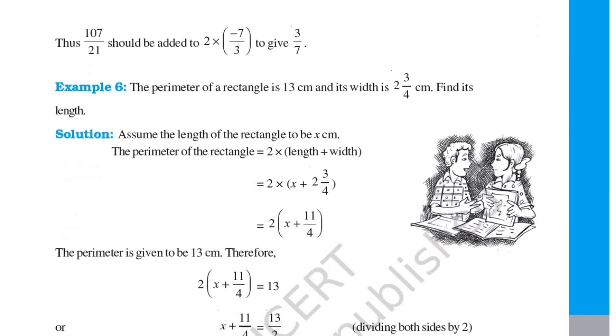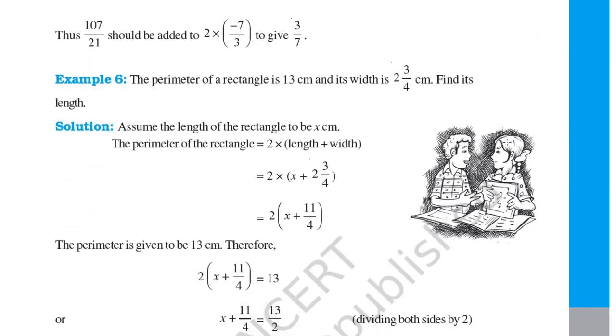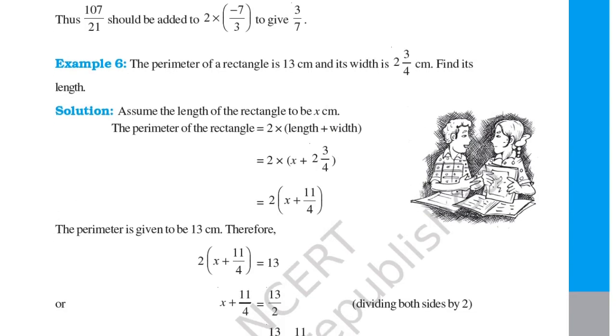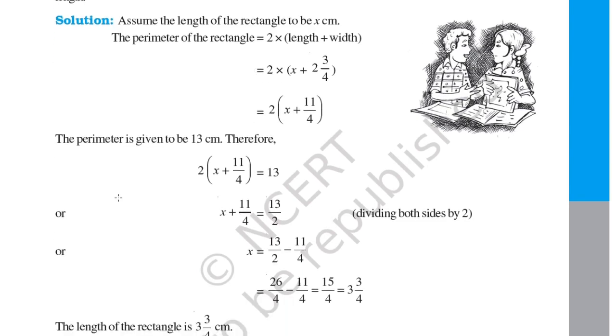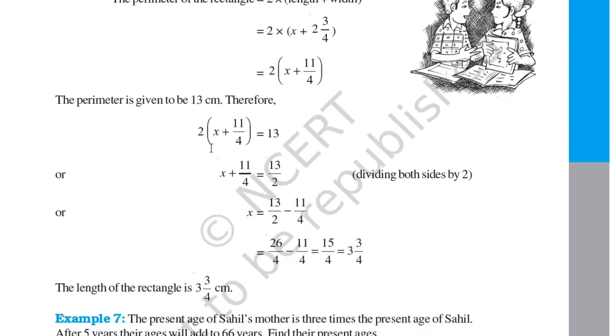So now example number 6. The perimeter of a rectangle is 13 centimeters and its width is 3 by 4 centimeter. Find its length. The solution is, assume the length of the rectangle to be x centimeters. The perimeter of the rectangle is 2 into length plus width. So you get 2 into x plus 2 3 by 4 as given, so 2 into x plus 11 by 4. The perimeter is given to be 13, so we will write it like this: 2 into x plus 11 by 4 is equal to 13.